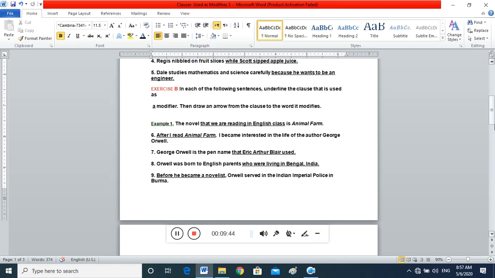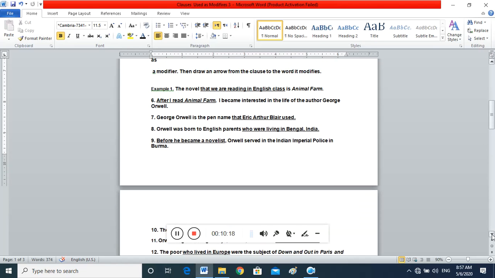Number 9. Before he became a novelist, Orwell served in the Indian Imperial Police in Burma. Yes, the underlined clause modifies the word served. It modifies the verb. It acts as an adverb. Okay?